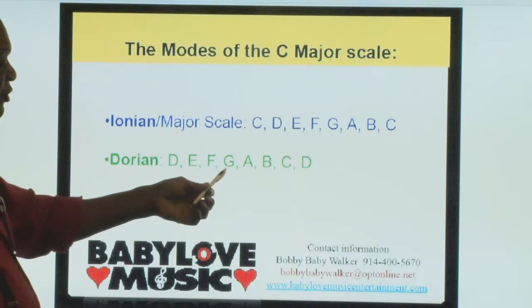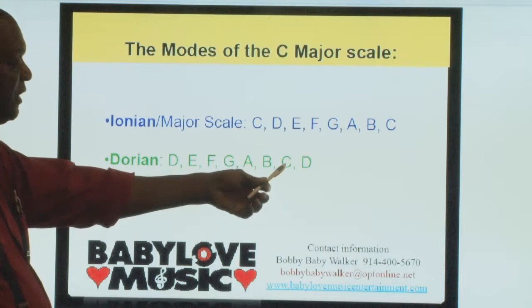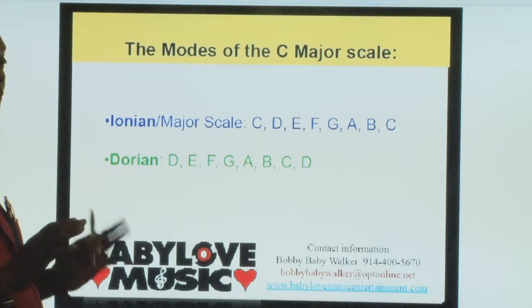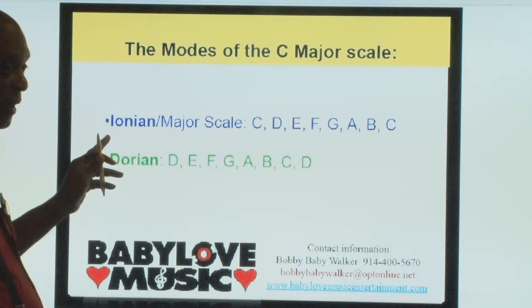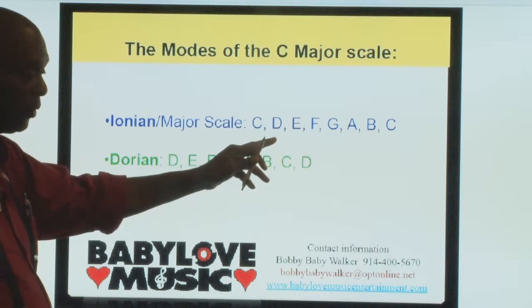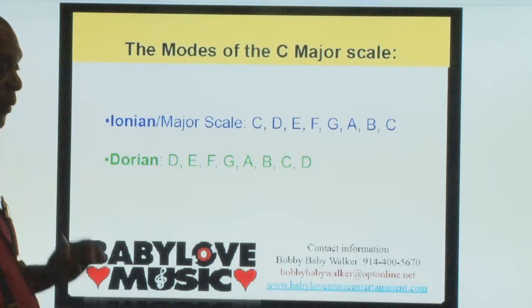Alright, so now if we went up one note and created a scale in the key of C using the second note of the scale, without altering it at any point, it's called the Dorian scale. And the Dorian will be D, E, F, G, A, B, C, and D. Okay, without any sharps or flats. So, I just did a D scale for you in Aeolian mode, and the D scale in Aeolian mode has an F sharp and a C sharp. But we're not talking about the Aeolian mode right now. We're talking about the Dorian.